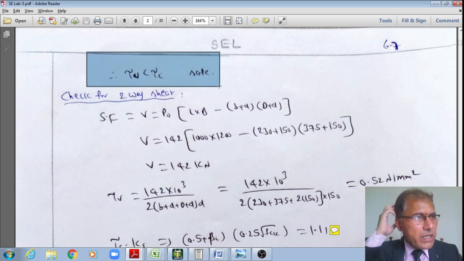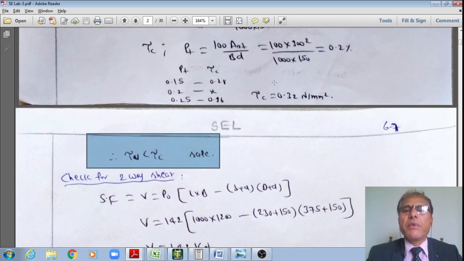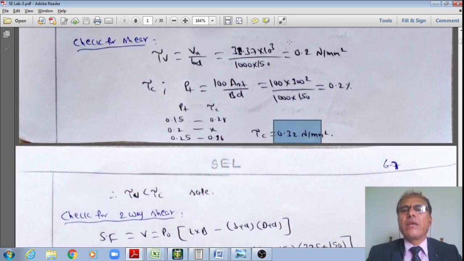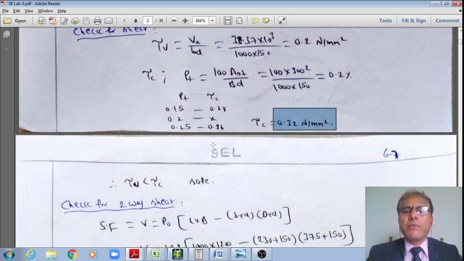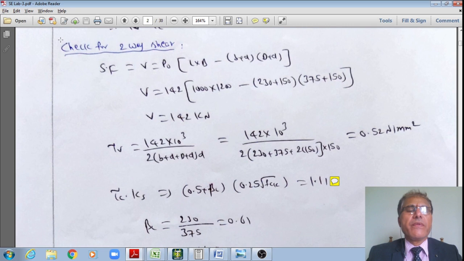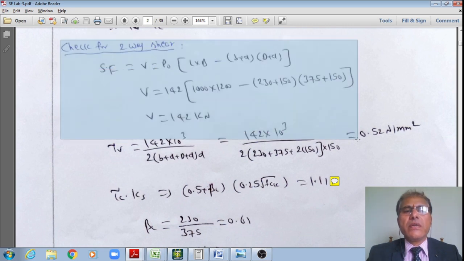However, even here the thickness is less than or equal to 150. Even that K multiplied by tau C is also applicable. You can multiply by 1.3 multiplied by 0.3. That is also applicable. However, our shear stress tau V is much less than this basic value of tau C multiplied by 1.3. Therefore, it is okay in single shear. Whereas, let us also check in two-way shear.